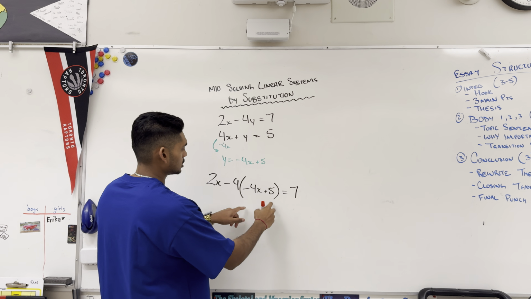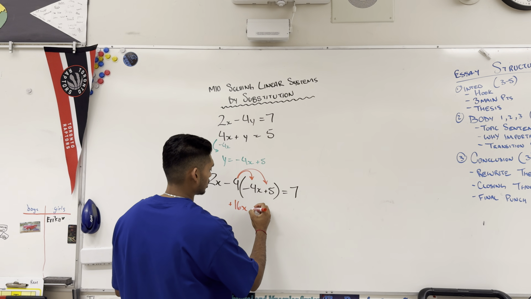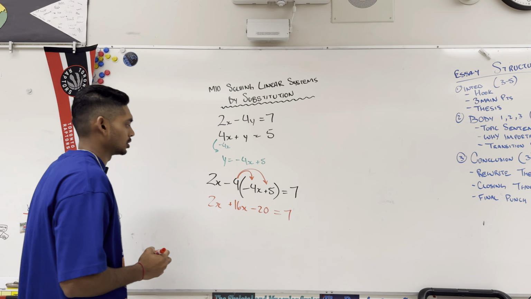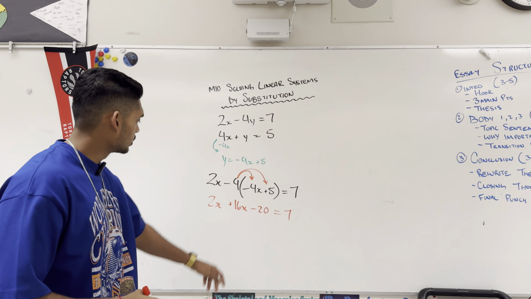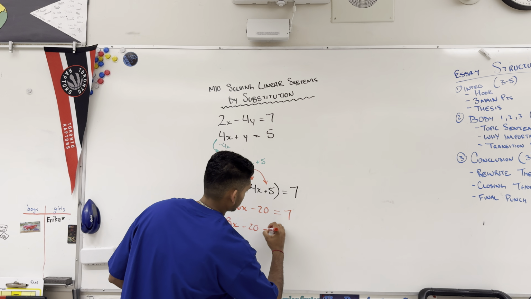Let's get rid of the parentheses first. 4 times negative 4x will be positive 16x. Negative 4 times positive 5 is negative 20. 2x did not change. 7 did not change. Now we add like terms. Here we go. We got two x's right there. Let's put them together, giving us 18x minus 20 equals 7.